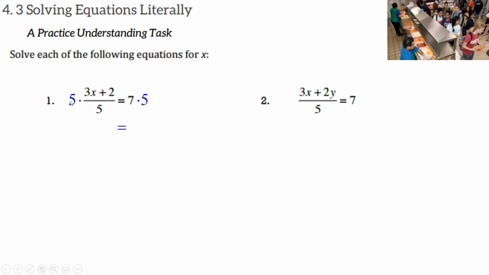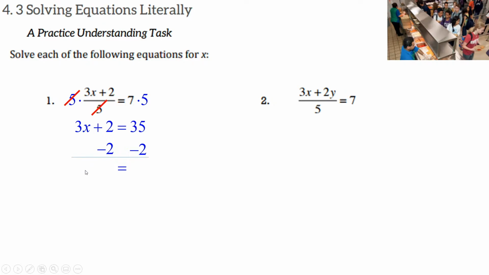And remember, whatever you do to one side of the equation, you always do the same thing to the other side when you're solving. So on the left, those factors of 5s now would cancel because multiplication undoes division. And then you're left with 3x plus 2 equals 7 times 5, 35. Now we need to get rid of the addition. So what undoes adding 2? That's right, let's subtract 2 and rewrite both sides.